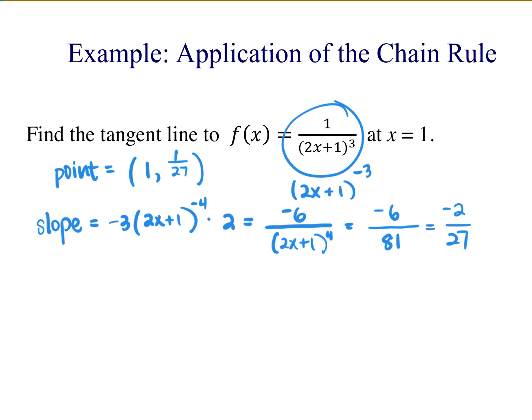Okay, all right, so we write our tangent line. And our tangent line will be y minus the fraction 1/27th equals the slope of negative 2 over 27, times x minus 1.